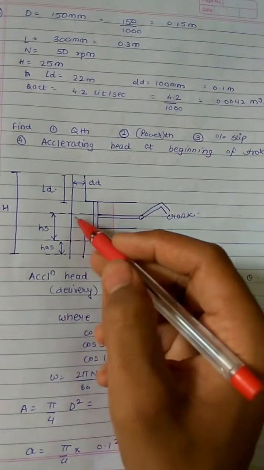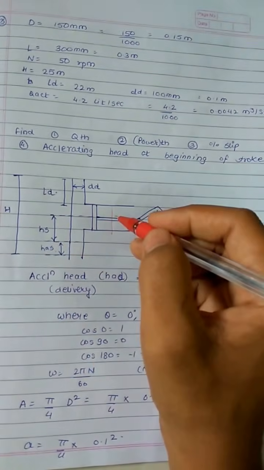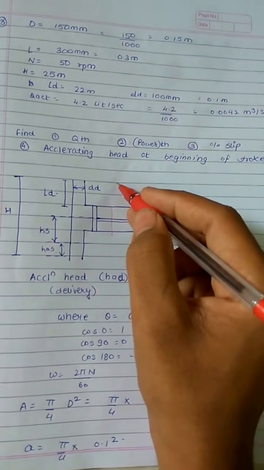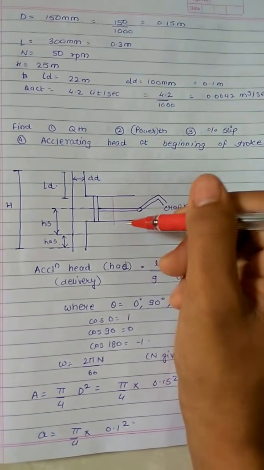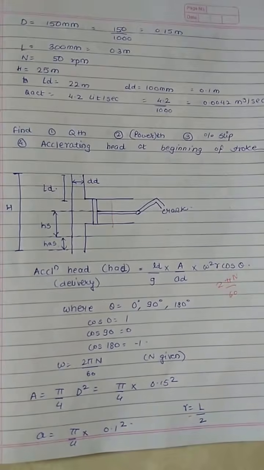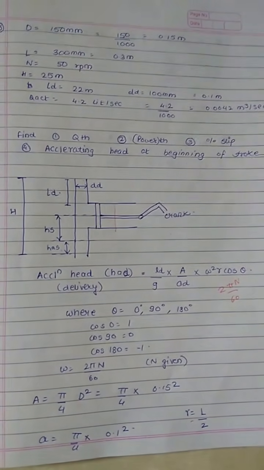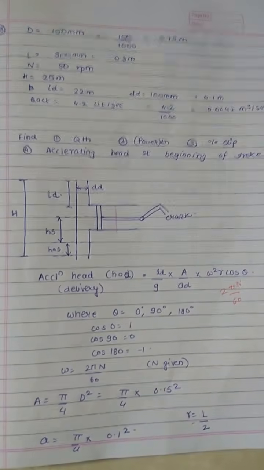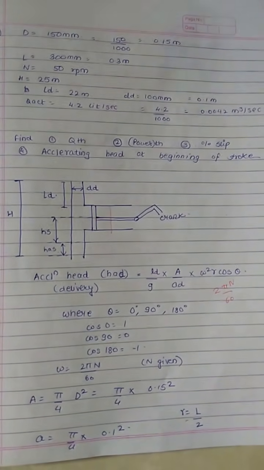I hope you understood the concept of HAD and HD. HD is the fixed head which we have to lift by the pump, and HAD, that is the accelerating head, is the varying head we get per revolution of crank. So these are the two major heads, HD and HAD, which we will be finding out in the coming numericals. HM will be the manometric head, which is always provided.